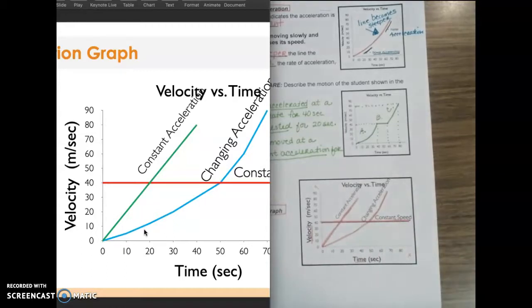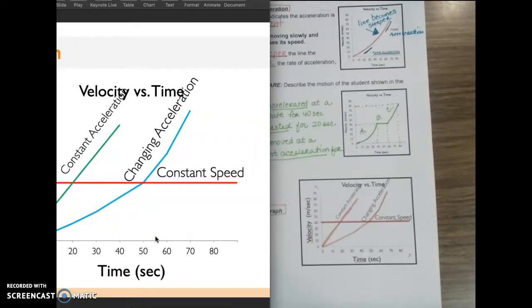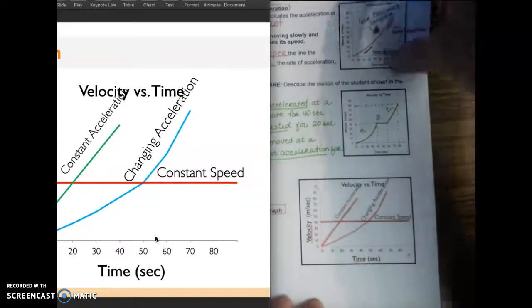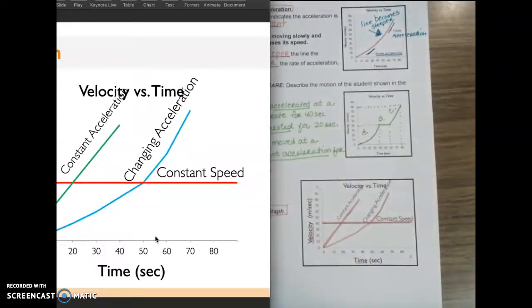Okay, so I think this kind of concludes our notes, and you are good to place these into your notebook. And if you're working on your vocabulary, use these notes to help you with the vocabulary as well.